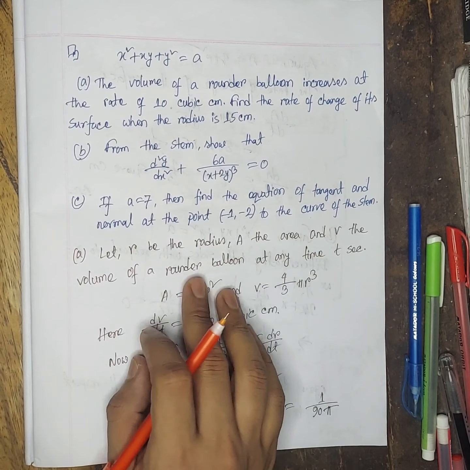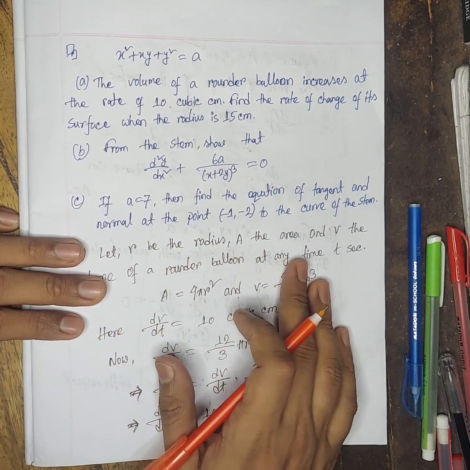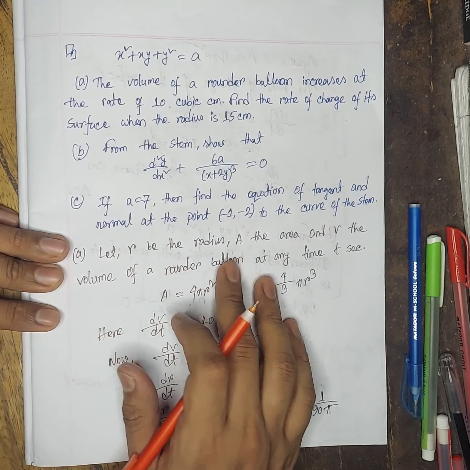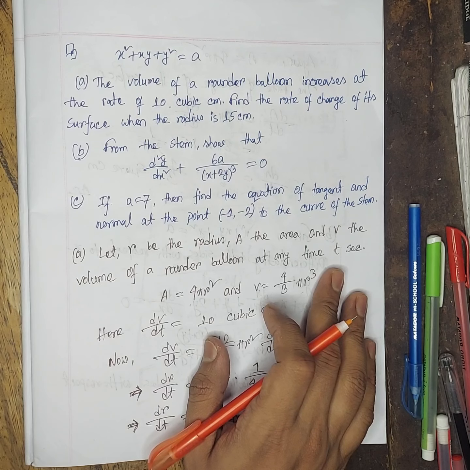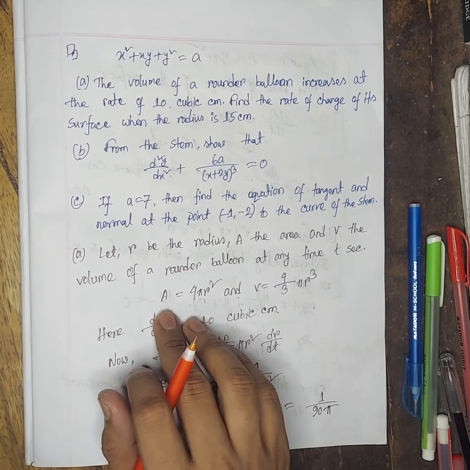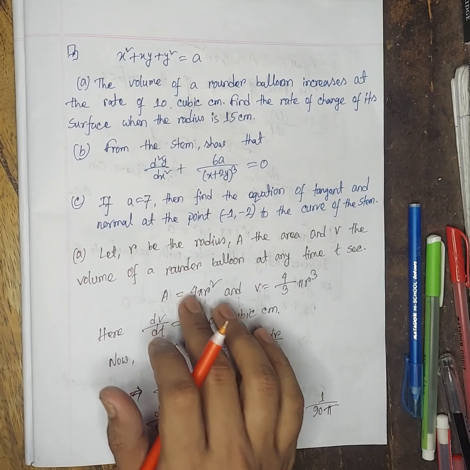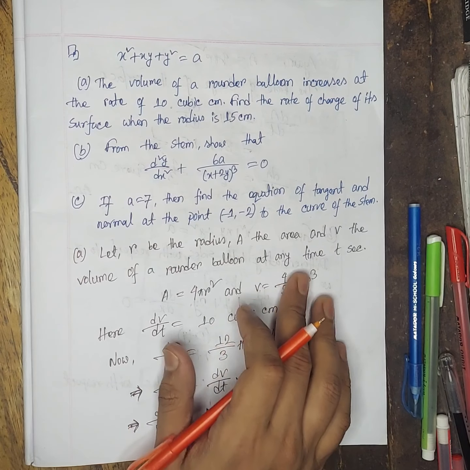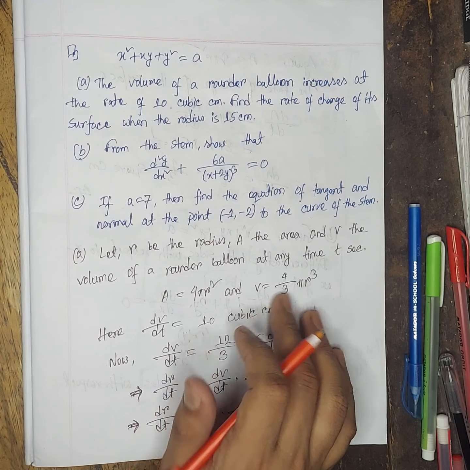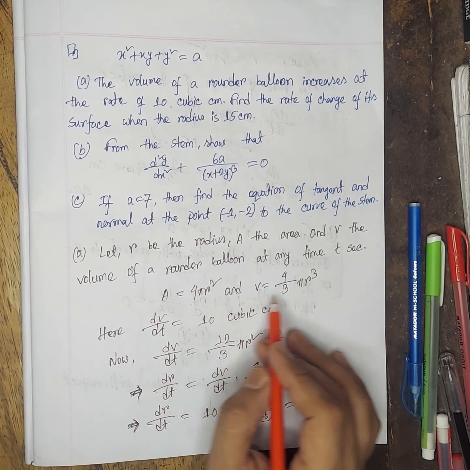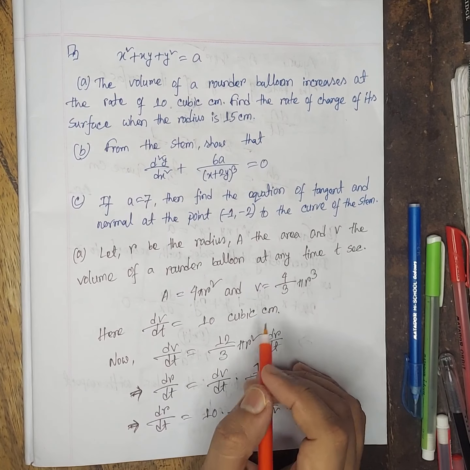Okay, let r be the radius, A be the area, and V be the volume of a round balloon at any time. So area A is equal to 4 pi r square. We know the surface area of a sphere is 4 pi r square, and volume is 4 by 3 pi r cube. Surface area of a balloon and volume of a balloon.